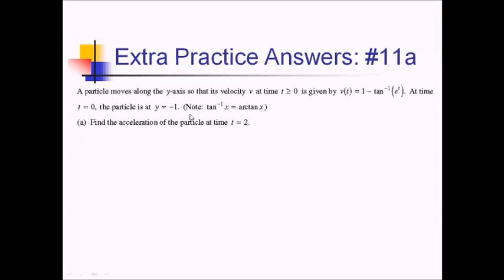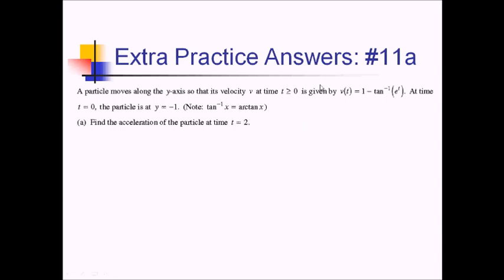For this problem, we have a particle going along the y-axis with a velocity given by this crazy arcsine, or arctan rather, kind of function. And at time 0, we're told the particle's at y equals negative 1. We actually don't need that for this part of the problem, but if you get to the parts where there's integrals involved, that'll be important then. So for part A, we want the acceleration of the particle at time 2. Well, the acceleration at time 2 is just going to be the derivative of the velocity at time 2.